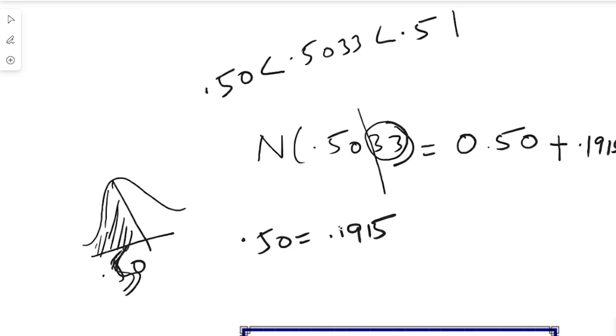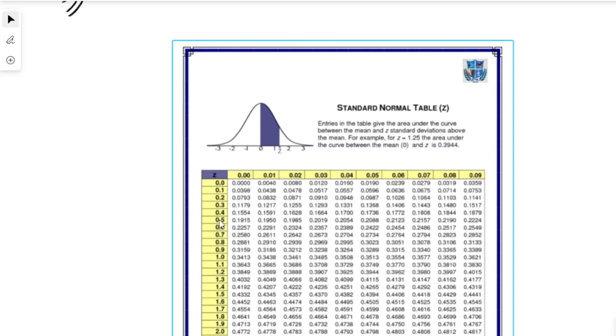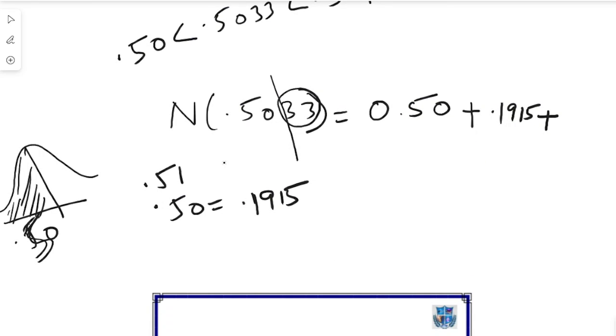And 0.51. Now look at the value of 0.51 in the table. It is in front of 0.5 and below 0.01, right? 0.51, how do you look at that? In front of 0.5 and below 0.01. So you have 0.1950, right? So what do we have?